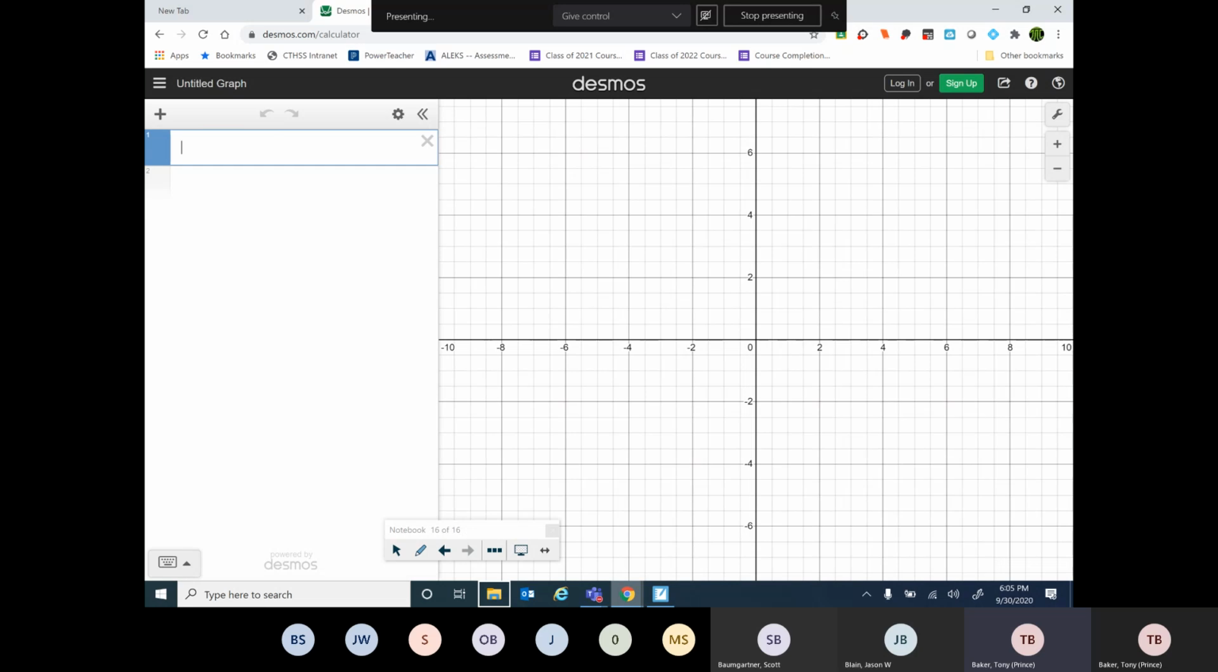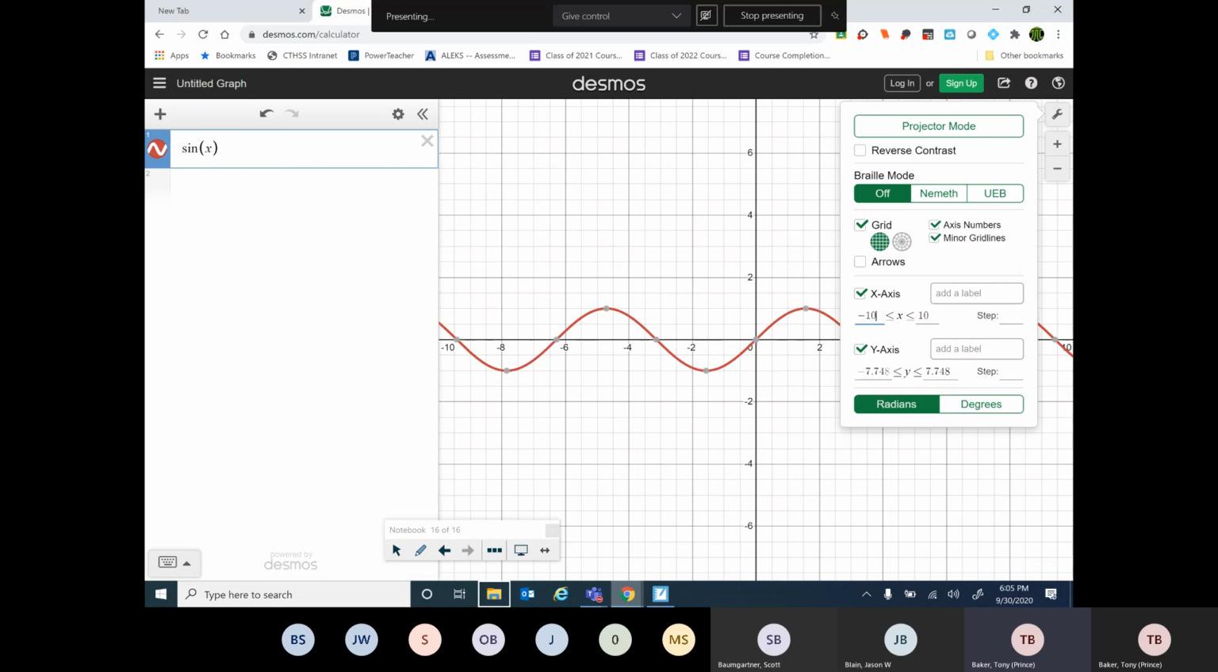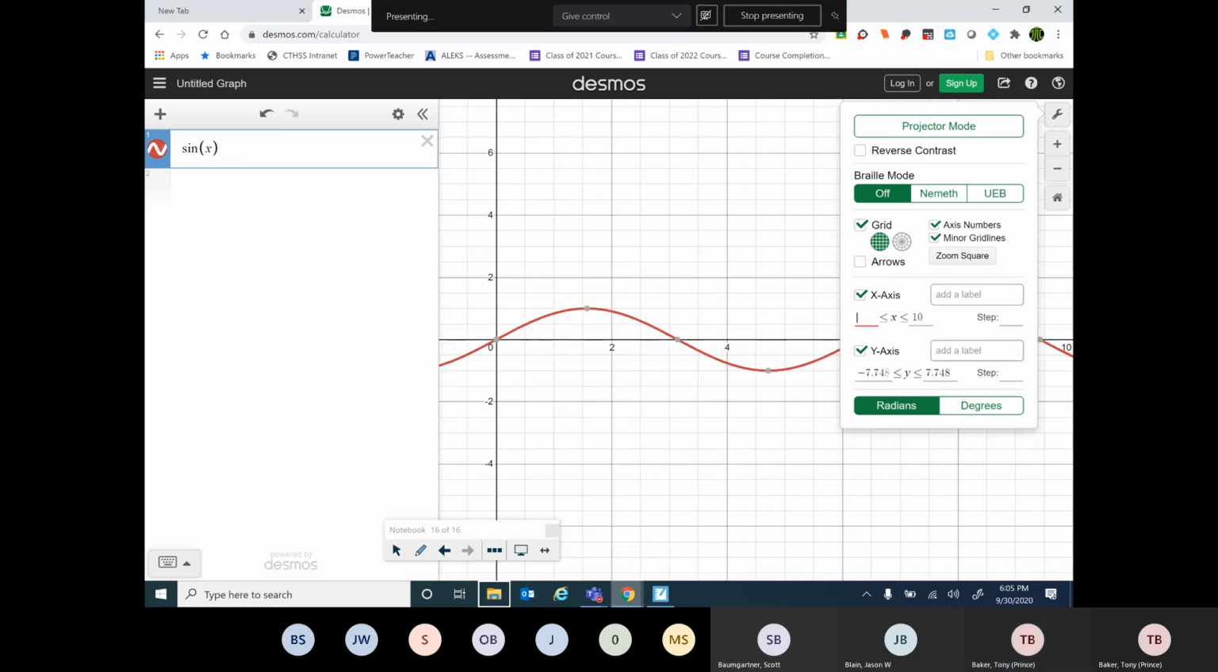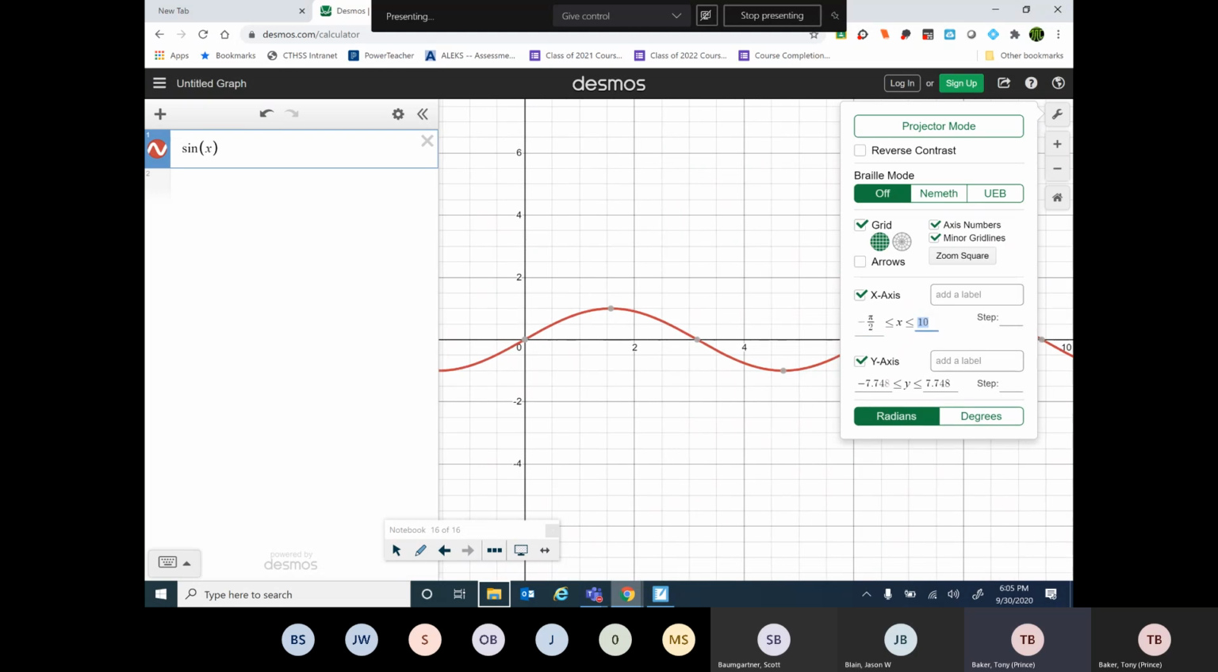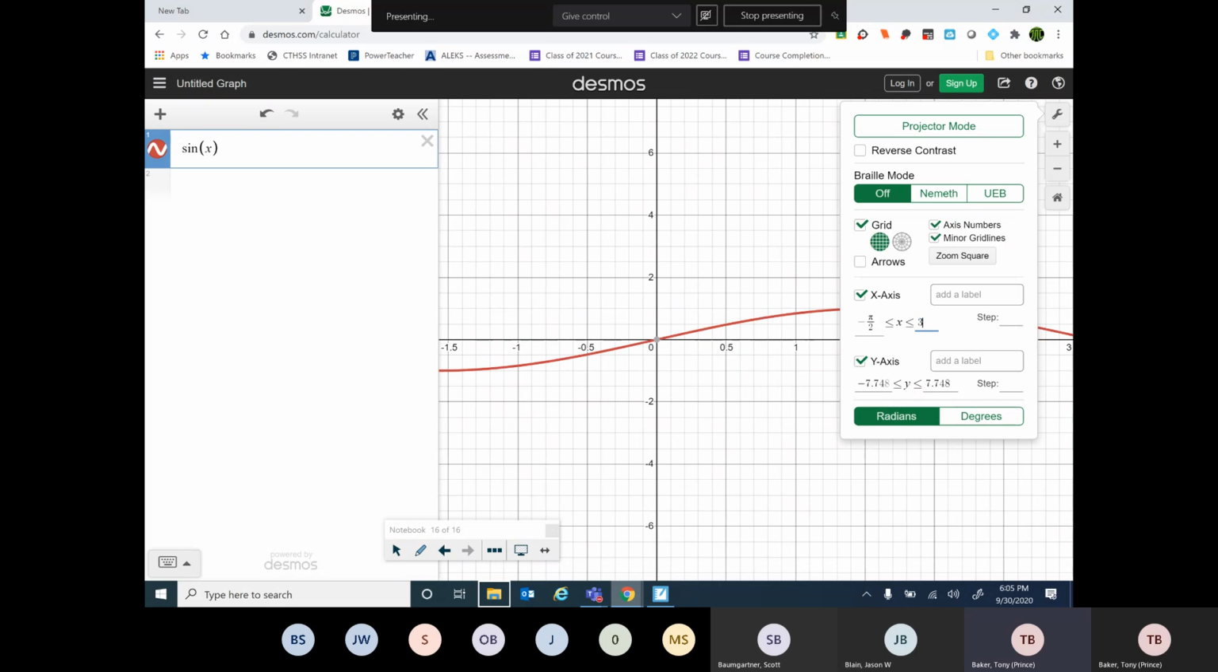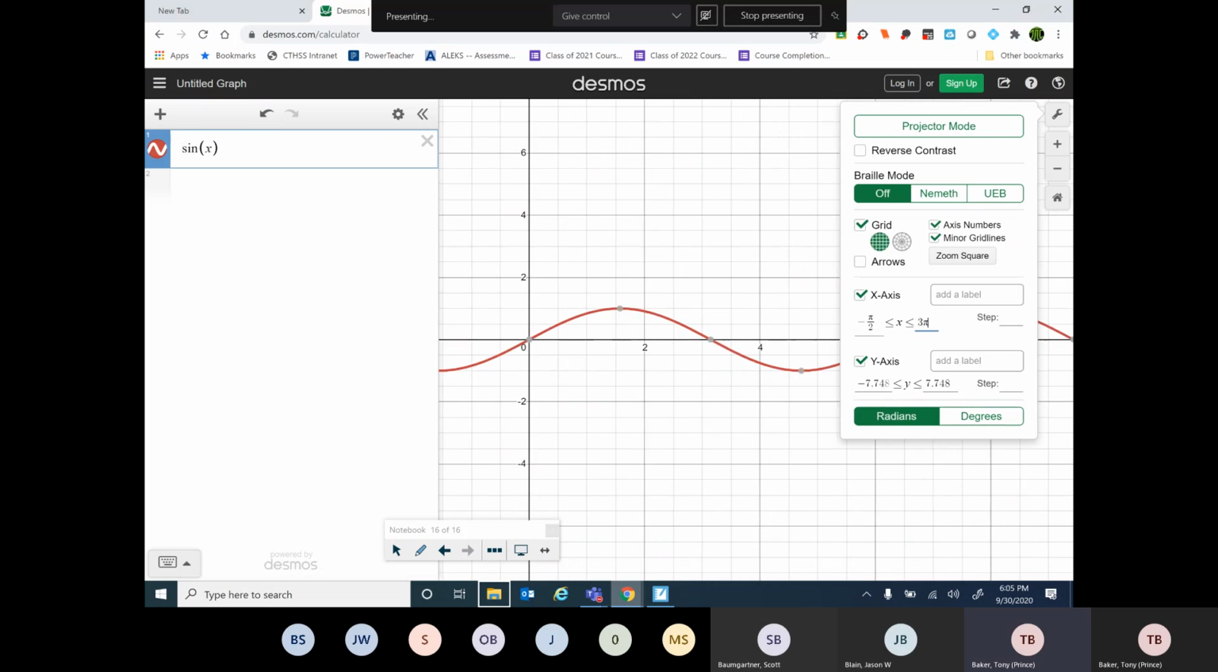If we look at the first trig function, let's look at sine of x. When we do these, I'm going to look at just negative pi over 2 to 3 pi.